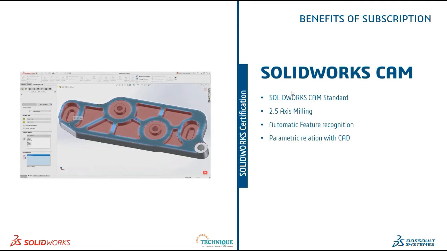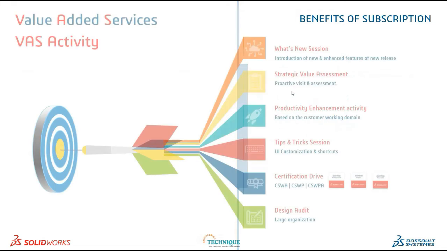Again, there is another benefit, which is SolidWorks CAM. SolidWorks CAM Standard comes with all products of SolidWorks Standard, Professional and Premium, in which you can do 2.5 axis milling. It has automatic feature recognition and parametric relation with CAD. It means if you change any dimension or any size in your CAD file, it will also affect the CAM file. So SolidWorks CAM Standard will also be part of the SolidWorks subscription. So these are the main points.